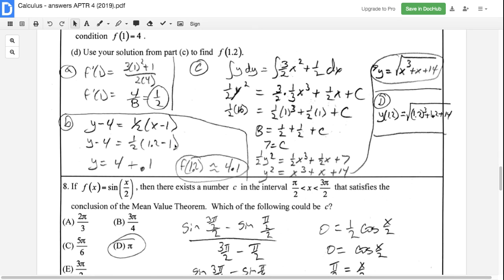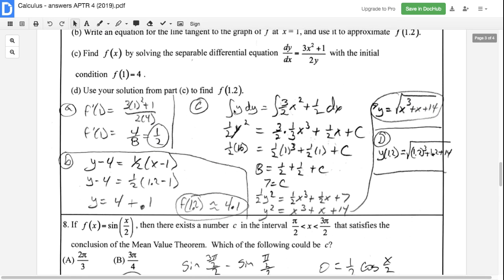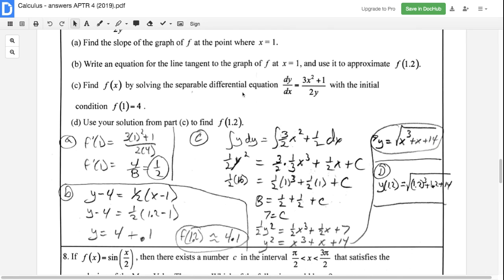1.2 minus 1 is 0.2, and 1/2 times 0.2 gives me 0.1. So I add the 4 plus 0.1, which gives me 4.1. So my approximation is 4.1. All right.